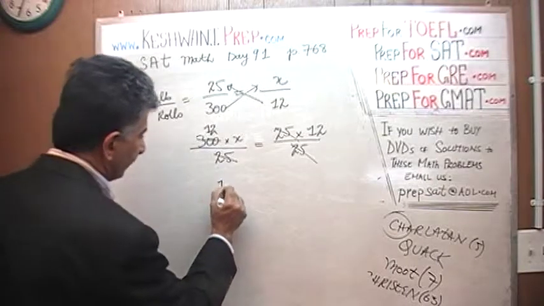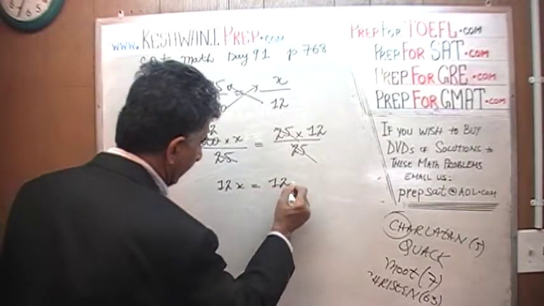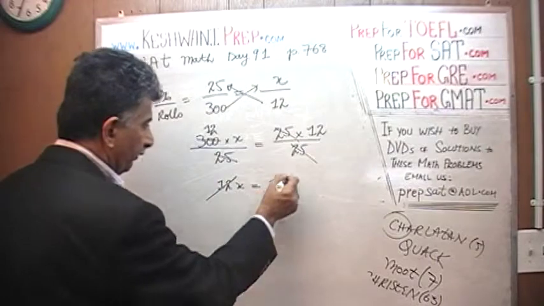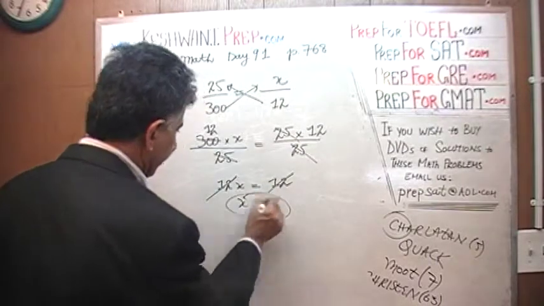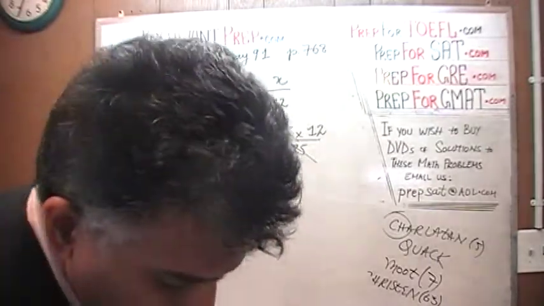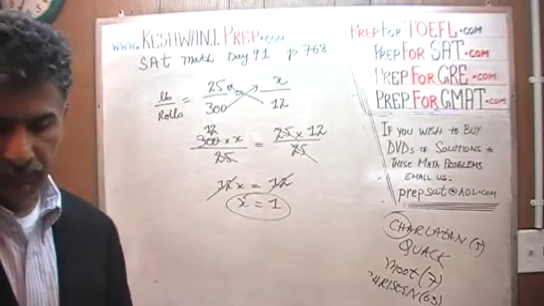So now what it reads is that 12x equals 12. If you divide both sides by 12, 12 drops out and x equals 1. There you go. x equals 1. In other words, we will need 1 pound of flour to make 12 rolls.